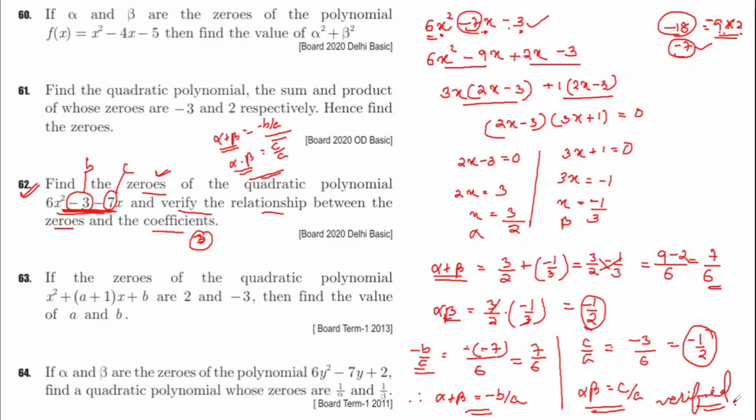In this question, at first you need to find the zeros of the polynomial. Then you need to find alpha plus beta and alpha into beta. Then you need to check whether this is equal to minus b by a and c by a or not. Always remember that they will be equal to each other and your answer will be verified. Now let's move to question number 63.